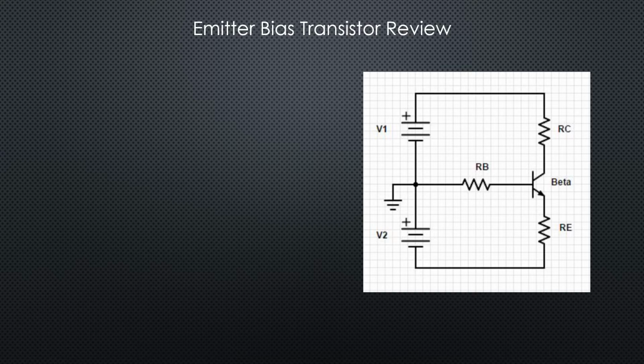So here is our emitter biasing circuit. It's commonly drawn like this, where we have VCC, RC, our transistor, RE, and minus VE. And RB.